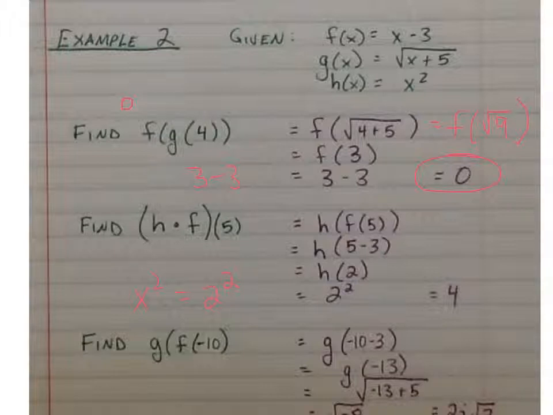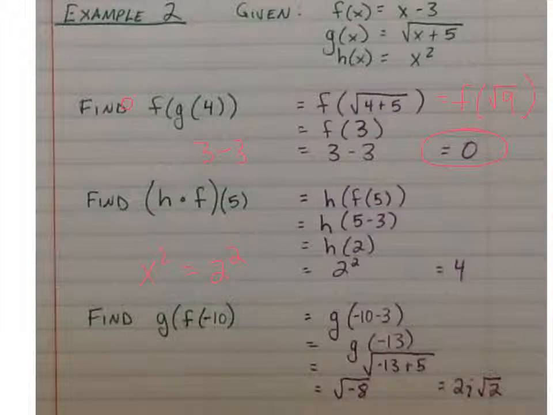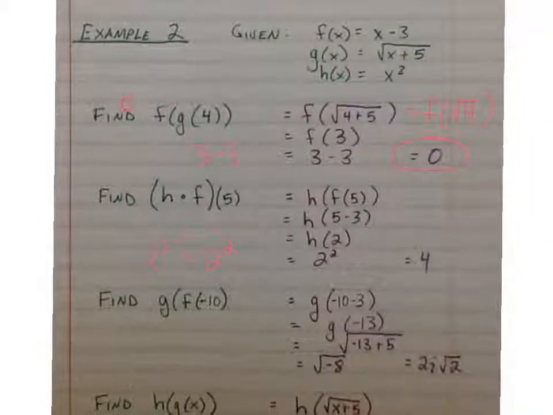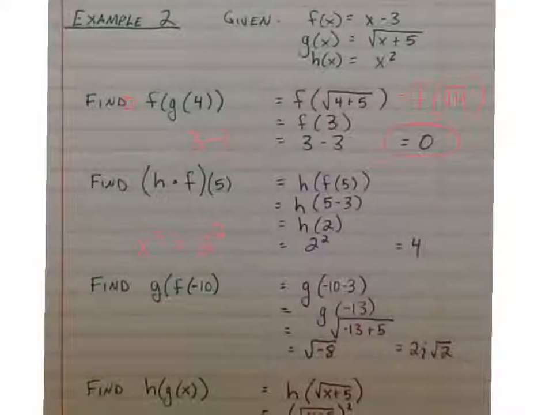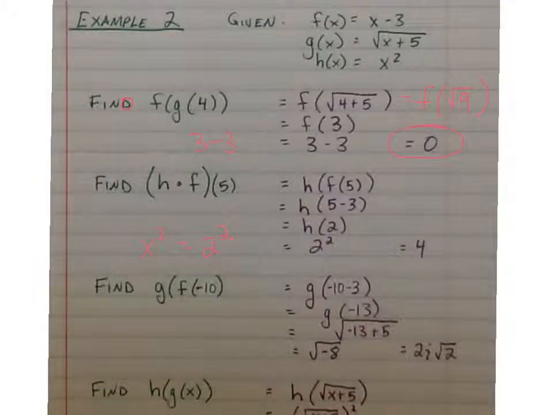And the next one, we do g of f of negative 10. So our f is x minus 3, so negative 10 minus 3 is negative 13. We want to find g of negative 13, which is root of negative 13 plus 5, which is root negative 8. That is not a real answer, but if we wanted to calculate out the imaginary answer, we find that it is equal to 2i root 2.